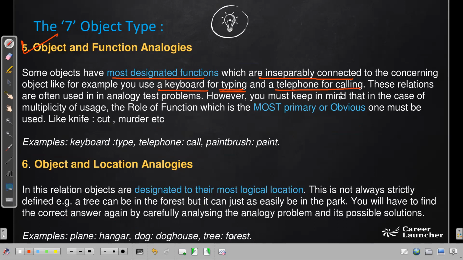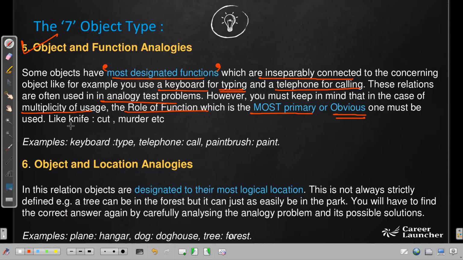I could use a telephone for other purposes as well, like keeping it as a paperweight. But I think a telephone has a designated function, which is calling. So these relations can be used as analogies to test your problems. However, you must keep in mind that in case of multiplicity of usage, the most primary or most obvious function, the most designated function, should be addressed.